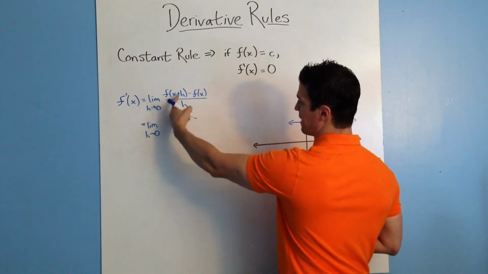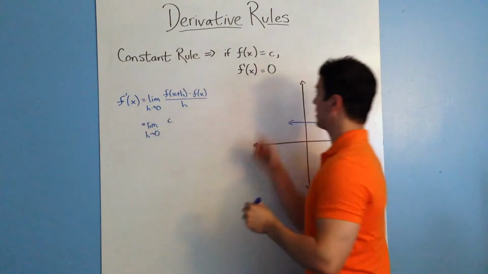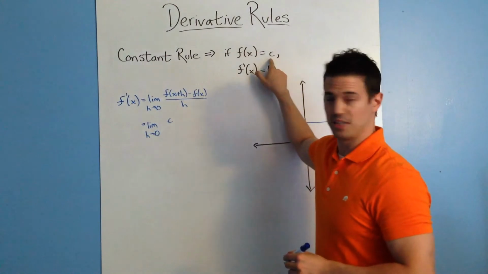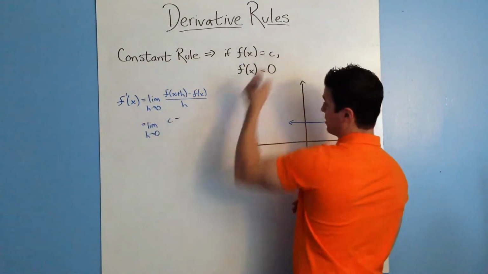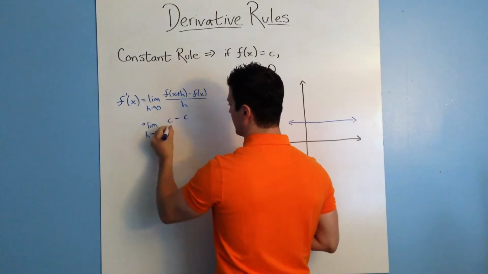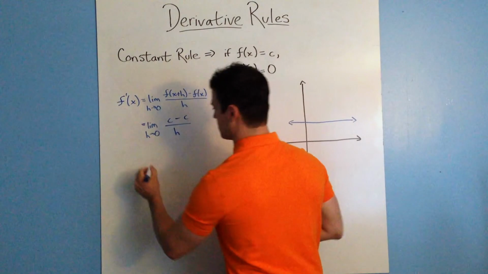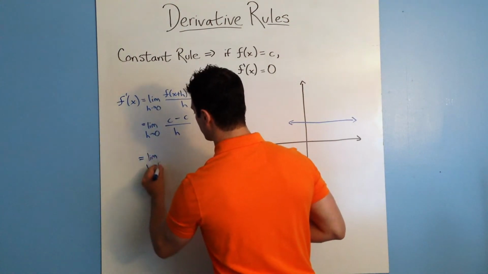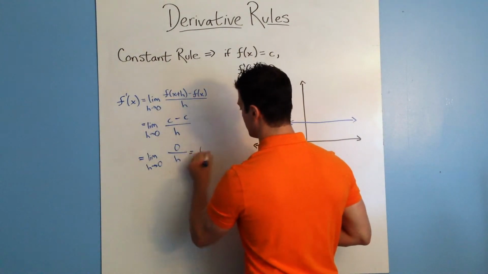And this first one, f of x plus h, would just be equal to c, because it doesn't matter what you put in for this x, you're always going to get c no matter what anyway. So I'm just going to input a c. f of x is also equal to c, so I'm going to put a c there, all over h. The c minus c cancels to 0, so you end up with the limit as h goes to 0 of 0 over h, which is equal to 0.